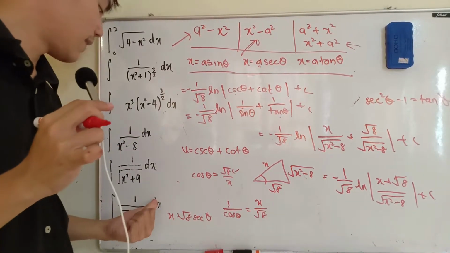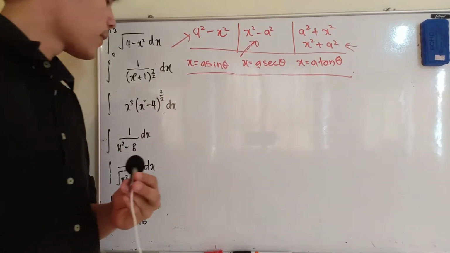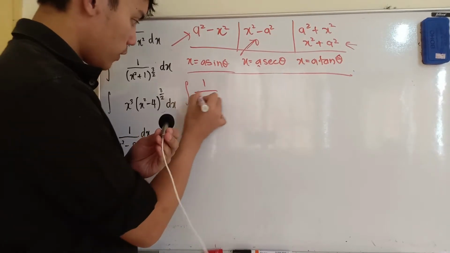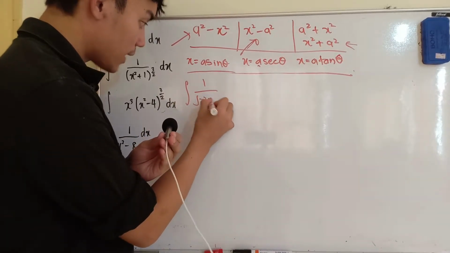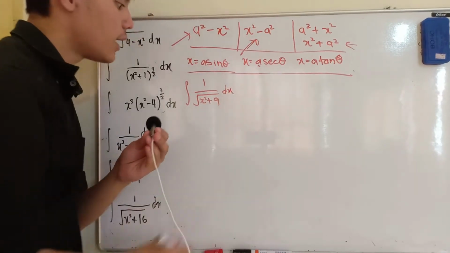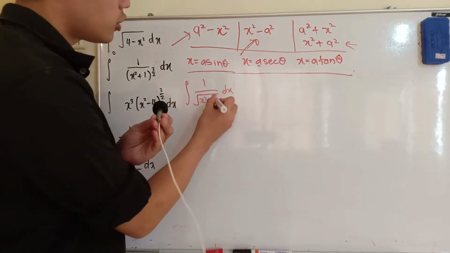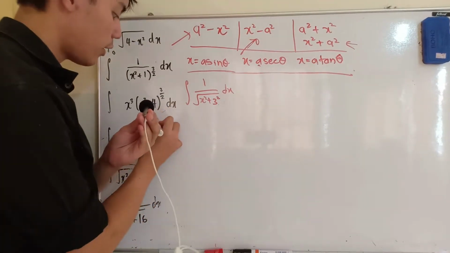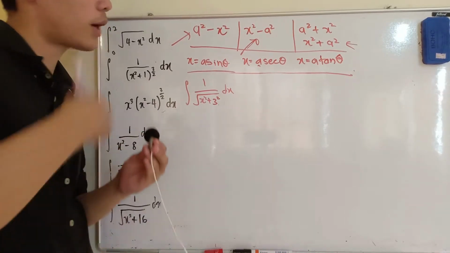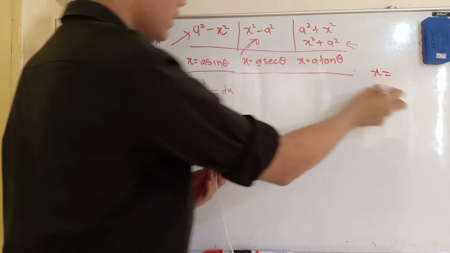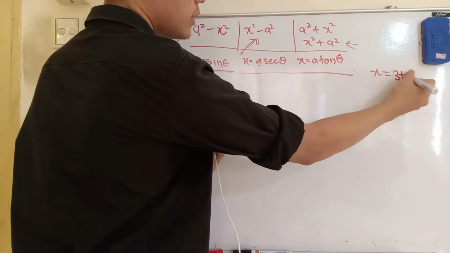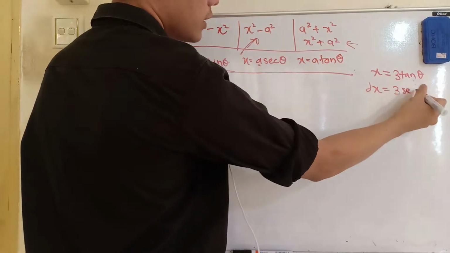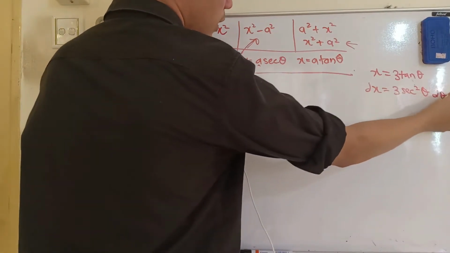So we're moving on to the fifth question, which is integrate 1 over s squared plus 9 ds. Now your 9 is actually 3 squared. You need to let your s equal to, I'm just going to write my s over here, 3 tangent theta. So I differentiate it as 3 secant squared theta d theta.